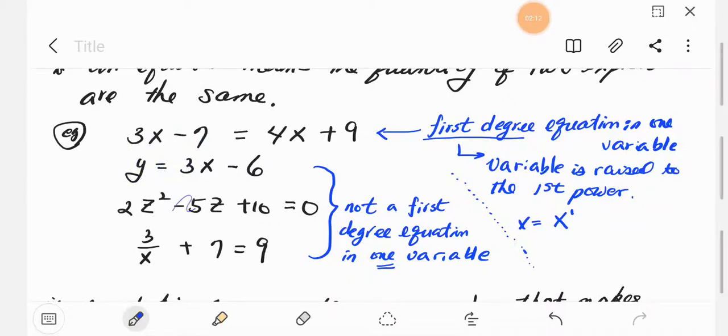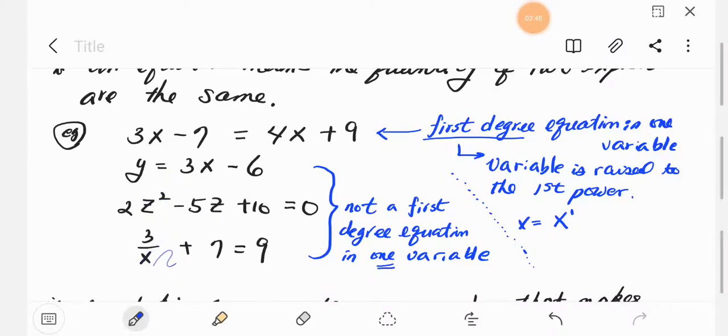The second equation is not a first degree equation in one variable, because it has two variables, x and y. Two types of variables, x and y. So this is a first degree equation, but it's not in one variable. The third equation has the power of z as 2. The exponent of variable z is 2. So this is not a first degree equation. This is a second degree equation.